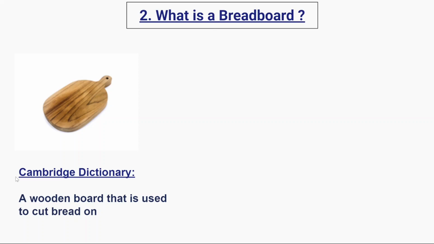If you go to the Cambridge Dictionary, it says it's a wooden board that is used to cut bread on, and that's exactly how it looked. That picture I took from Cambridge while searching for the keyword breadboard. Historically, this is the board, which is used for bread making or bread cutting purposes. So what does this board have to do with electronics or electrical circuits?